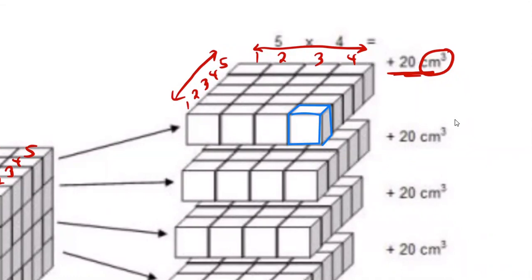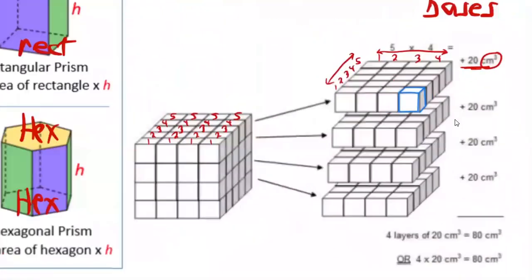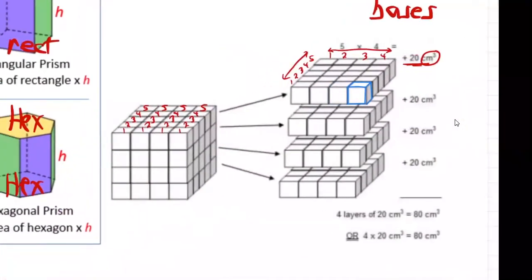So then how many in the top layer, but how many total layers are there? Well, there's 1, 2, 3, 4. 1, 2, 3, 4. And that is the height.